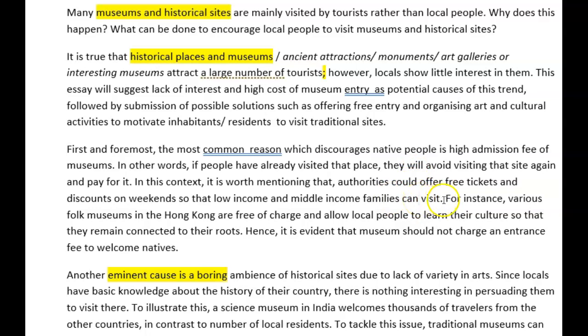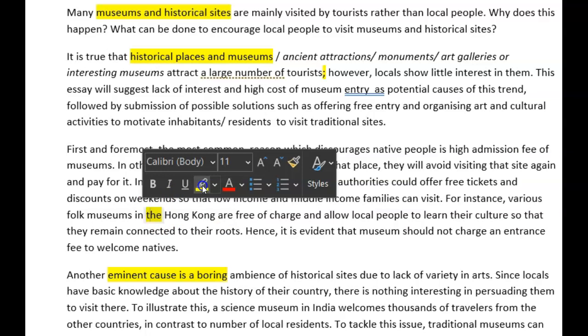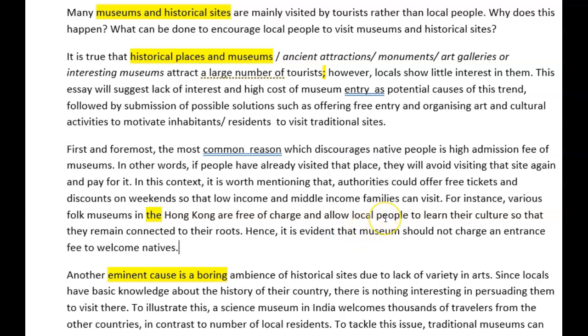That's a lovely idea. "For instance, various folk museums in Hong Kong", not "the Hong Kong", just Hong Kong as a name of a place, like London, "are free of charge", which, let's join it together with a relative clause, "which allows locals to learn and appreciate their culture," you could say, "so that they remain connected to their roots." I love that. It's a very, very good point.